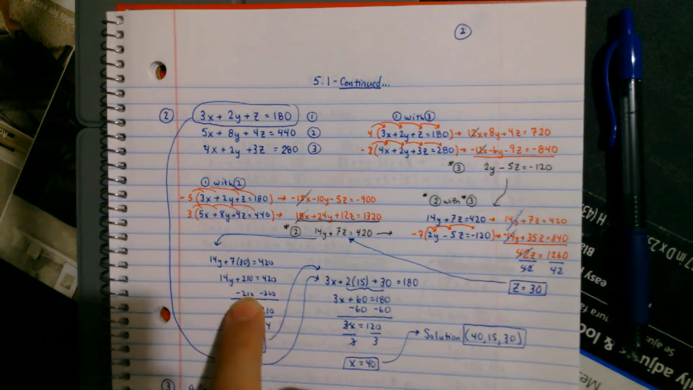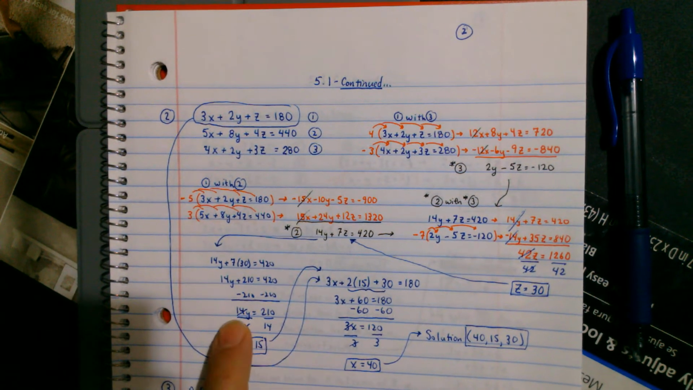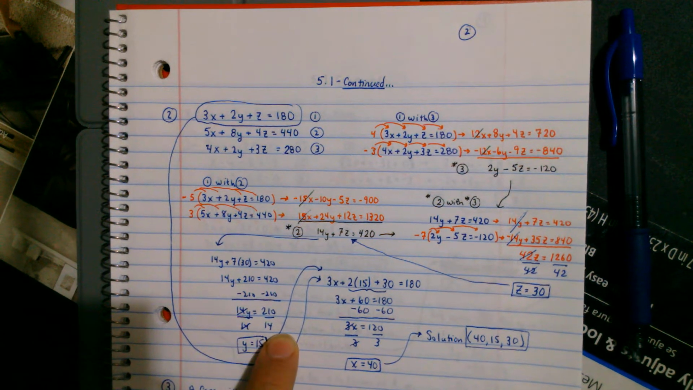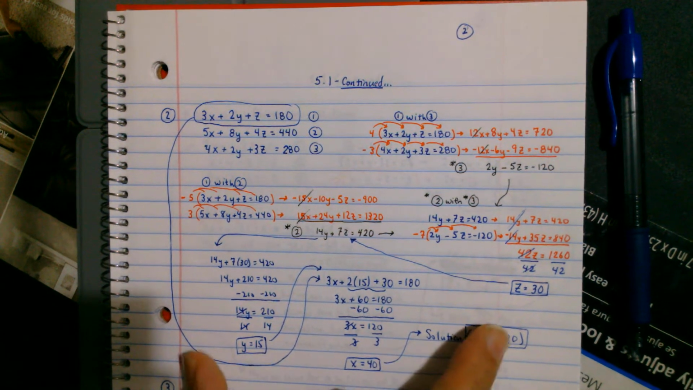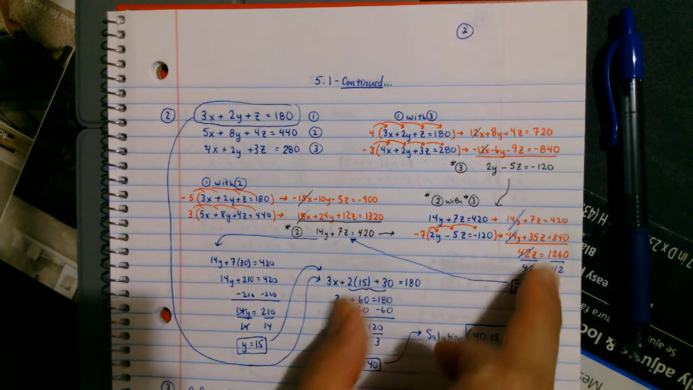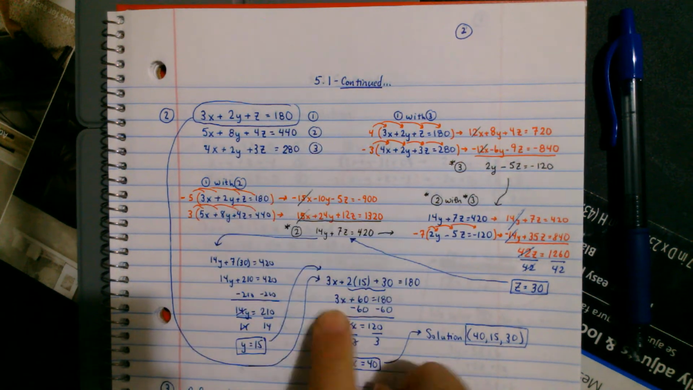So that's going to be 210. Then subtract both sides. So 14y equals 210. Divide both sides by 14. So y is 15. So I'm going to take these two answers, and I'm going to go back up to the first one. That's what this arrow is.